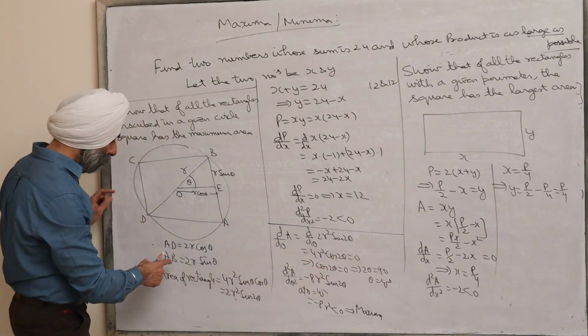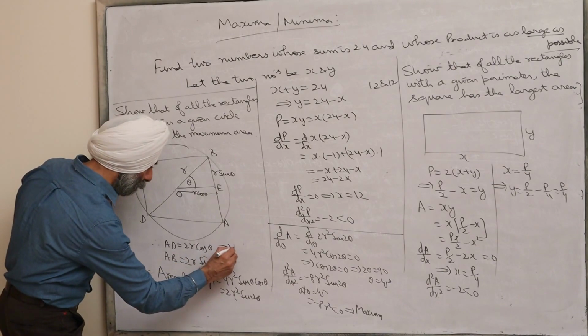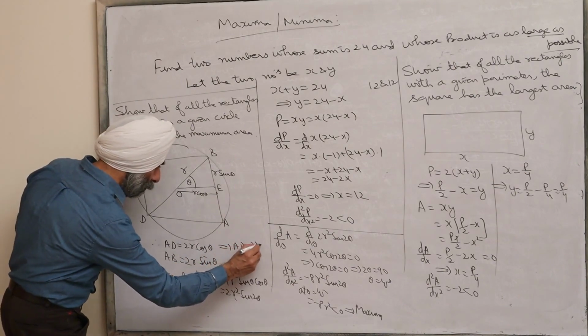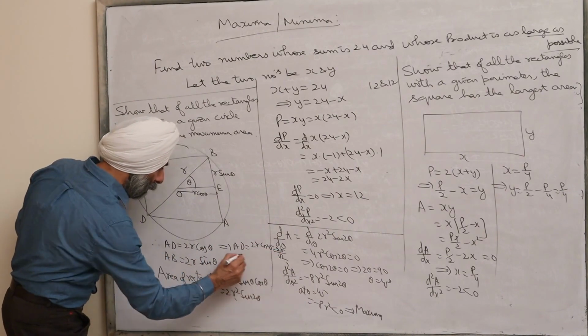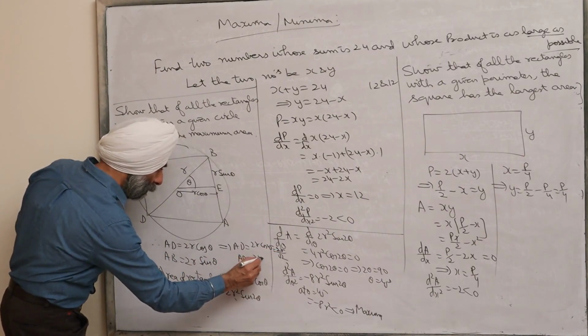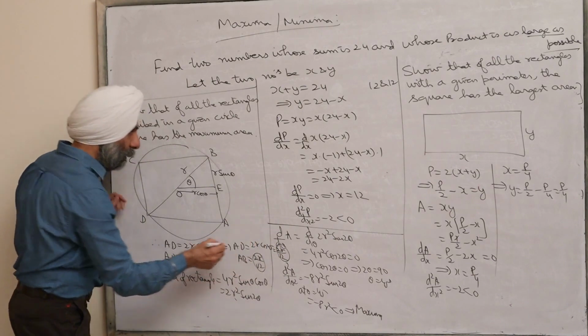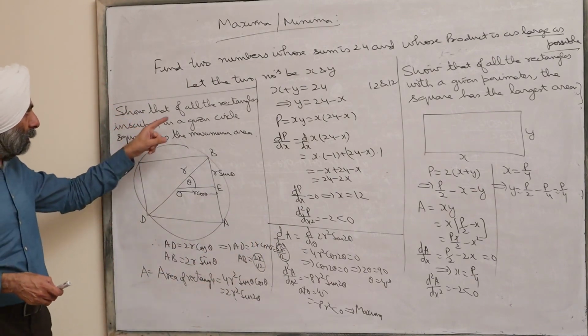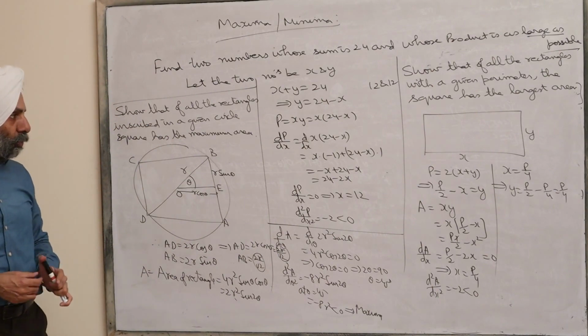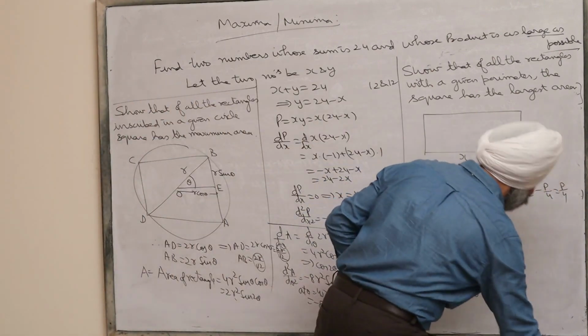So theta is 45 implies AD is equal to 2r cos 45, which is your 2r over root 2, and AB is equal to 2r over root 2, which clearly shows that it's a square. So hence of all the rectangles inscribed in a given circle, this square has the maximum area.